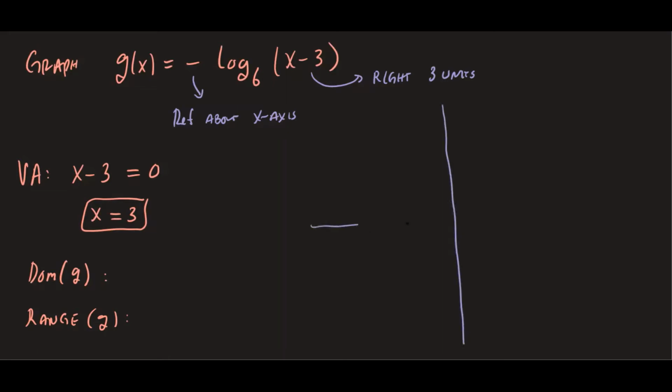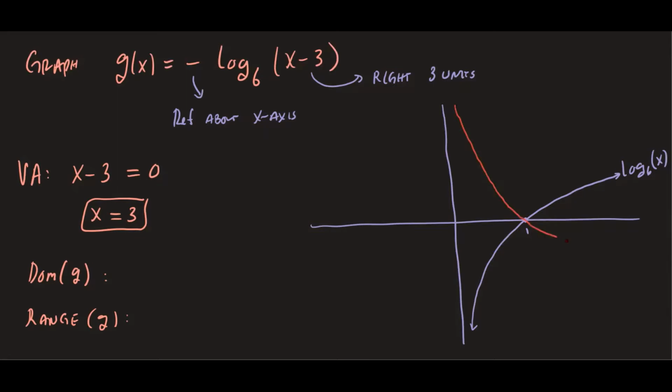So here's our xy plane. Logarithm base 6, okay. We still have the same shape, something like this. And let's label that point 1. So this is log base 6 of x. And then we reflected about the x-axis. So our graph would now look something like this. So that's the reflection about the x-axis. So let's call this negative log base 6 of x.